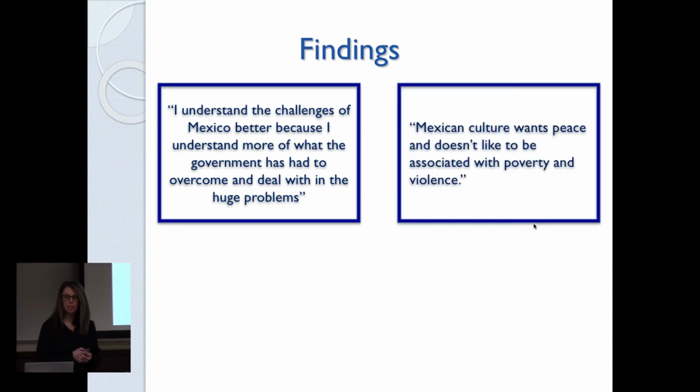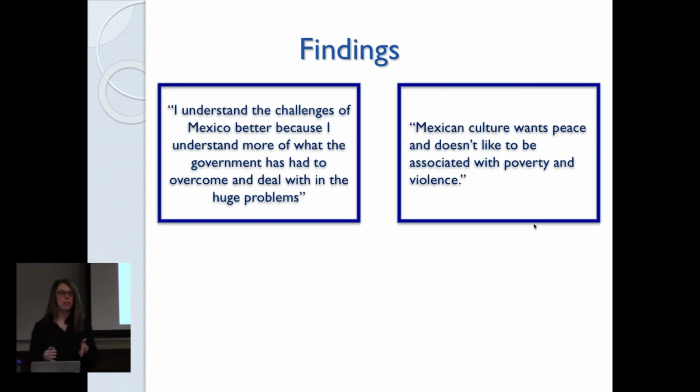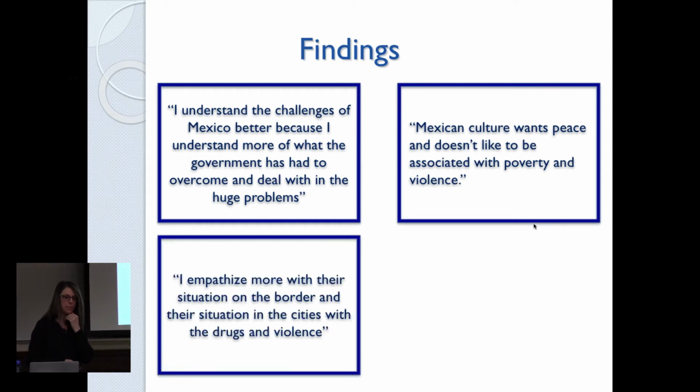Another student said, Mexican culture wants peace and doesn't like to be associated with poverty and violence. So this student in her pre-questionnaire literally wrote, I associate Mexico with poverty and violence. And so what we see is, okay, there's, I would argue, a small but still notable progression. This is sort of humanizing, in the sense that no one wants poverty and violence, obviously. But this is what we need to raise to their awareness and then help them recognize, and that's part of learning about stereotypes.